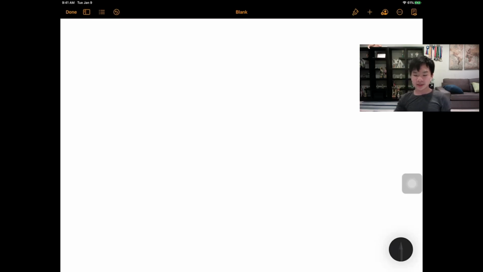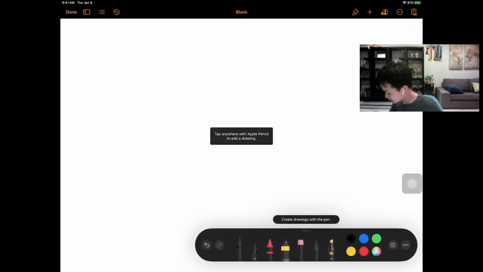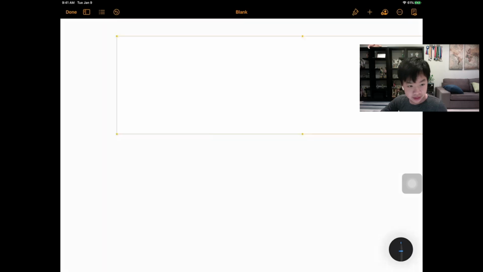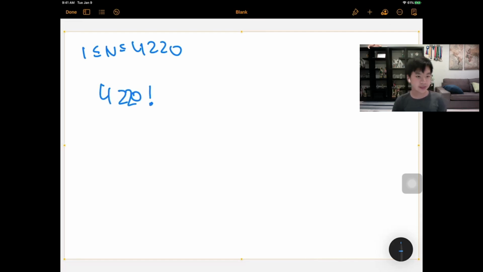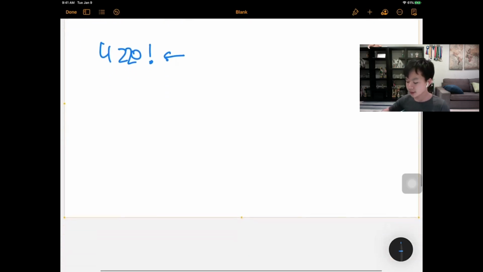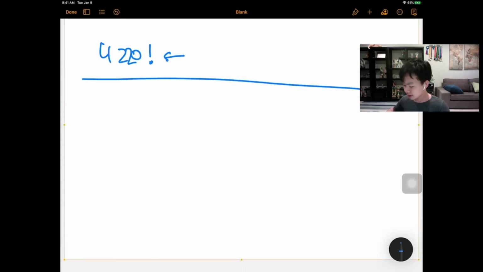So notice that n is in the range from 1 to 4,220. And notice that this number, the factorial, is way too large. So basically brute forcing this number and calculating it would not work. Okay, so now let's try something else.